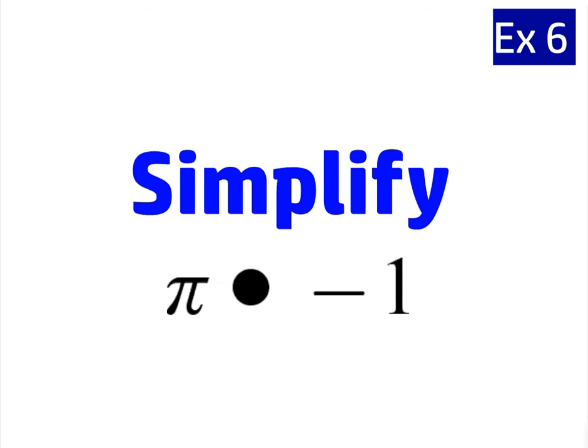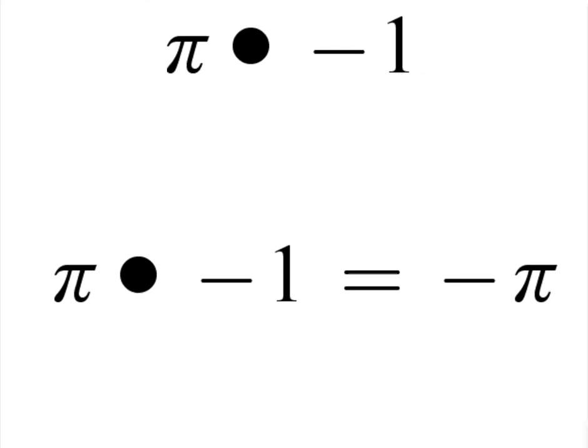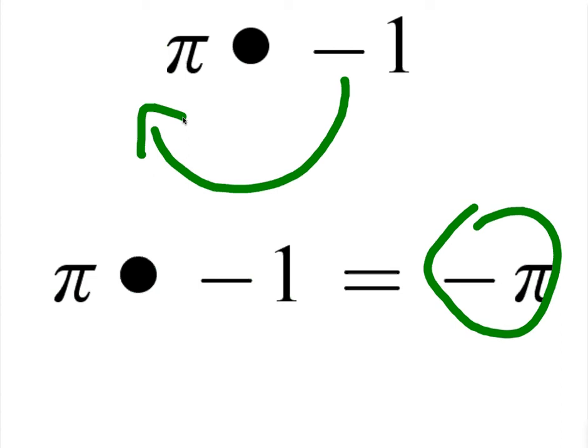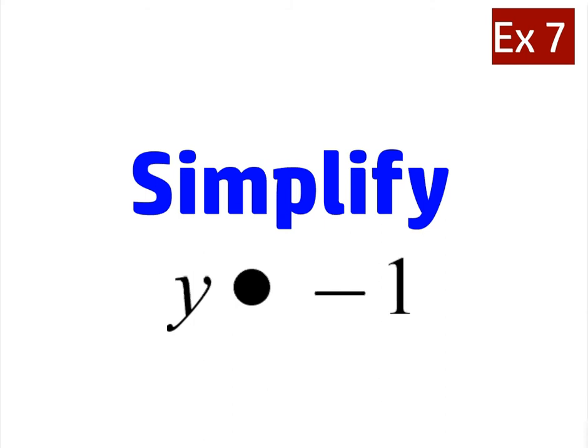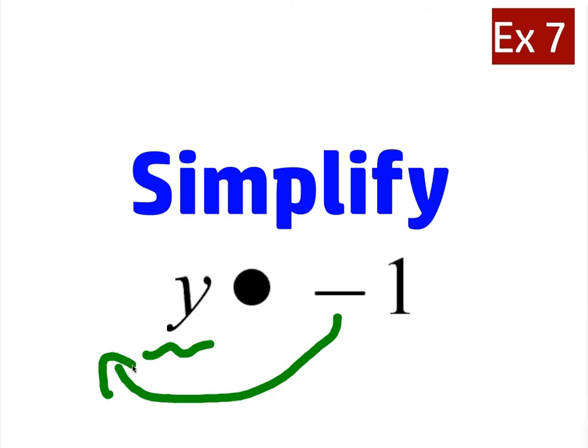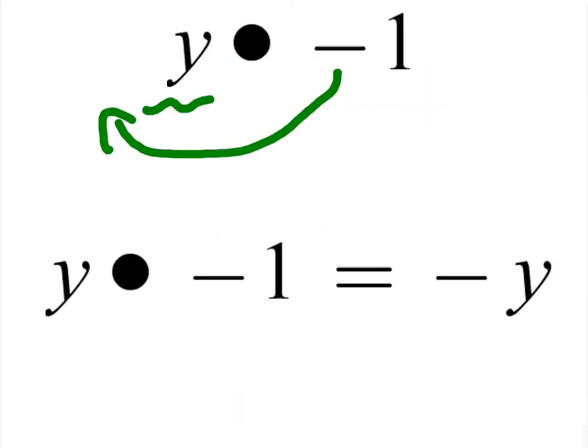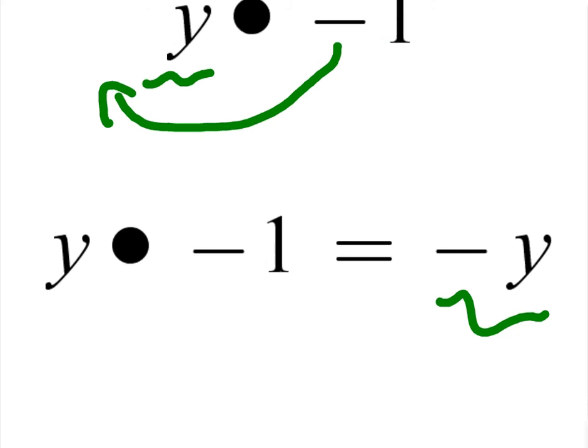How about pi times -1? Well, that's also pretty straightforward. It would just be -pi, right? Again, we're just taking the -1 and moving it up front, and 1 times anything is itself, and therefore the final answer is -pi. How about y times -1? Well, y is a lot like x. It can be any number at all. And so basically we treat it just like x, just like any number. You tuck the -1 behind it and you get -y.